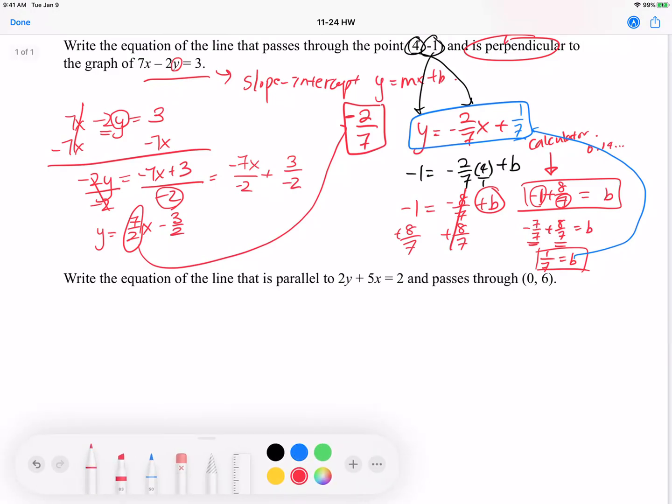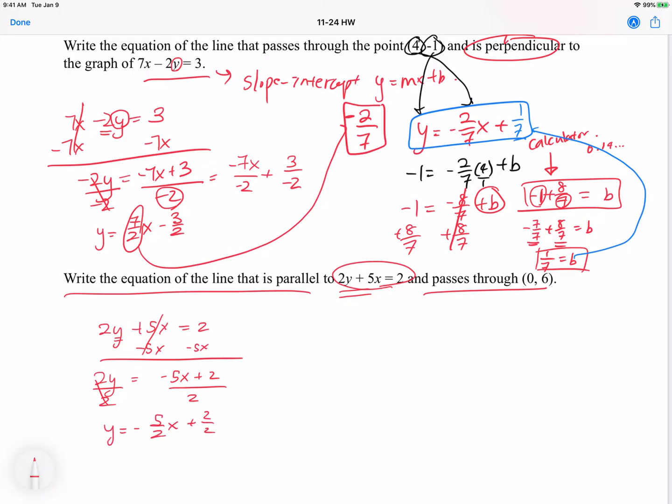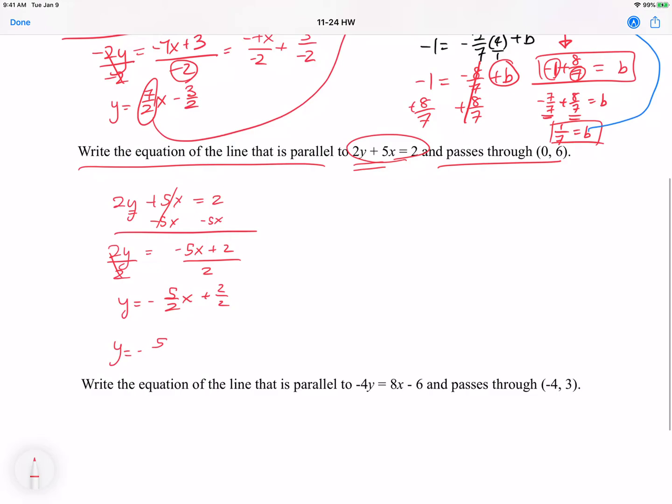All right, next, write an equation that is parallel to this and going through that. Once again, all I have to do is look for the y value by itself. Subtract 5x on both sides of the equation. 2y equals -5x plus 2. Divide by 2 on both sides. Y is equal to -5 over 2x plus 2 over 2. So y is equal to -5 over 2x plus 1.